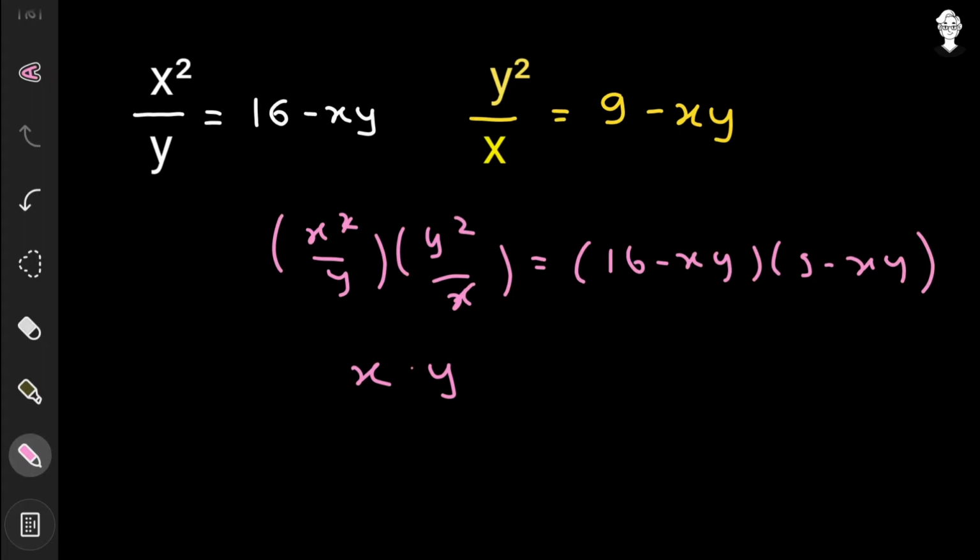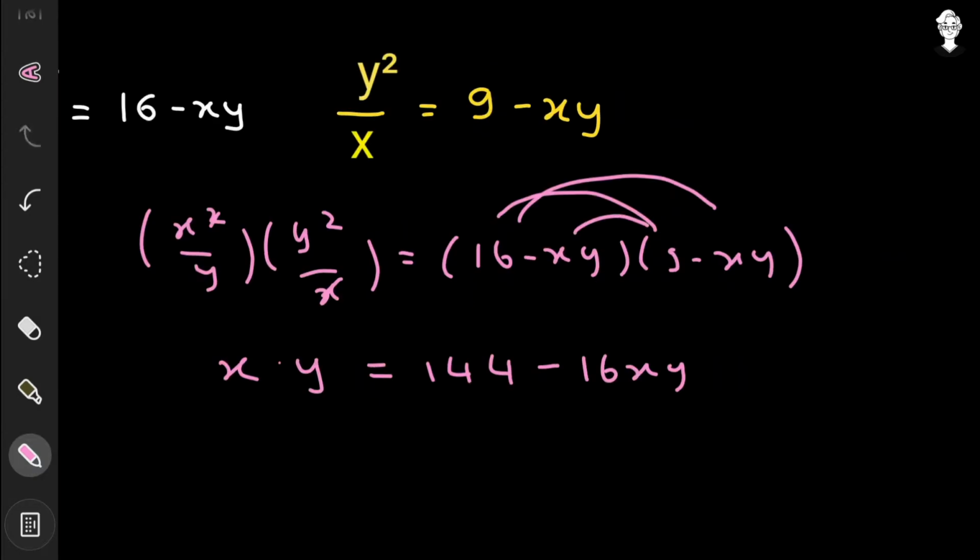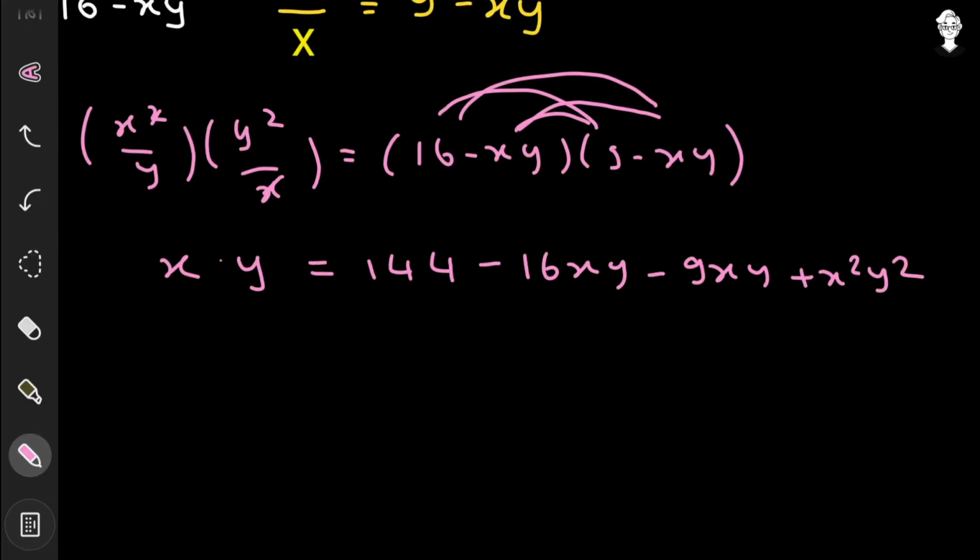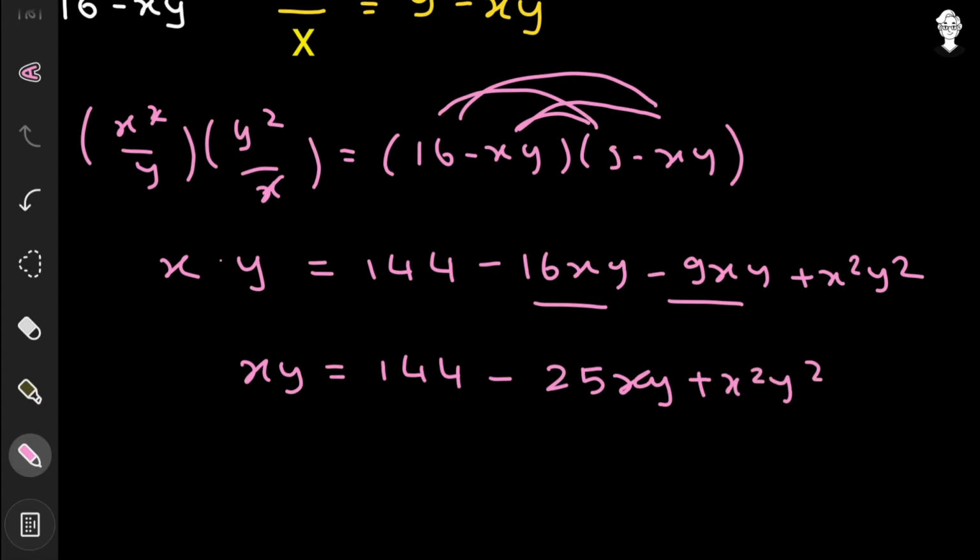So in the left hand side we have xy, and this would be equal to, now opening this bracket, 16 into 9 is going to be 144, minus 16 into xy, that's negative 16xy. Negative xy multiplied with 9, so negative 9xy. Negative xy multiplied with negative xy becomes positive x squared y squared. So on the left hand side xy as it is, and this would be equal to 144 minus, now negative 16xy and negative 9xy will result in negative 25 times xy, and positive x squared y squared as it is. Now we will subtract xy from both the sides.